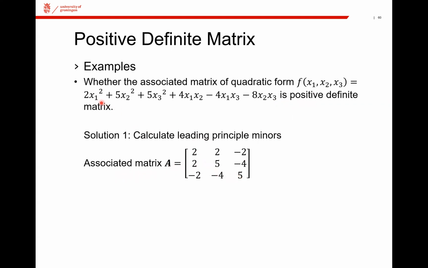So here you still have to be careful with the indexes and the coefficients: 2, 5, 5, 2, 5, 5, and the others. And then the leading principal minors: 2 is positive, and for the determinant of this small matrix 2, 2, 2, 5, it is 2 times 5 minus 2 times 2, so it will be 6, and it is positive. And the determinant of the matrix A itself, after the calculation, will be 10.